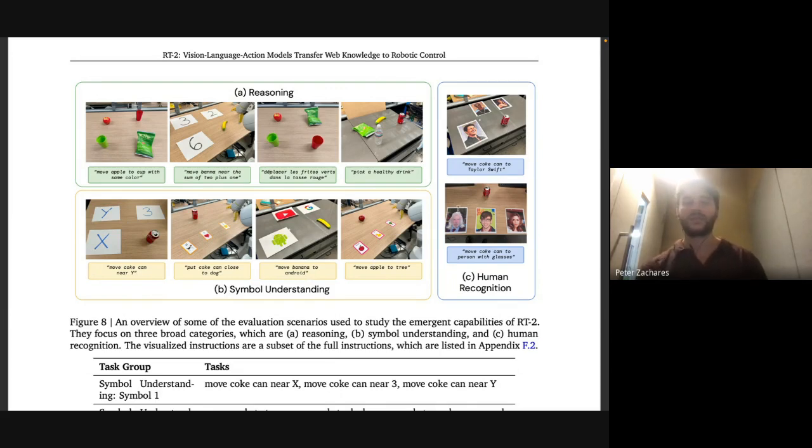And the last one, which I can understand from the point of view of starting to discuss the importance of the interaction between humans and robots. But I didn't understand why it was super important that they did this one, as opposed to, like, how is symbol understanding different than human recognition? I'm not sure. But anyway, they have move Coke can to Taylor Swift. So I guess the robot knows who Taylor Swift is. Or move Coke can to person with glasses. So these are all emergent behaviors of the robot that you can ask it to perform.